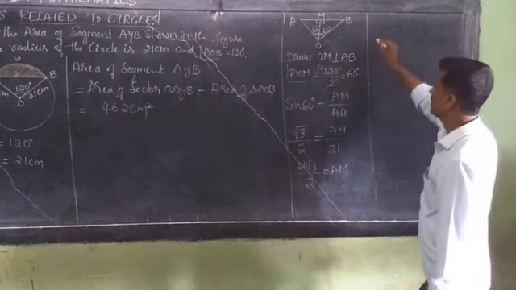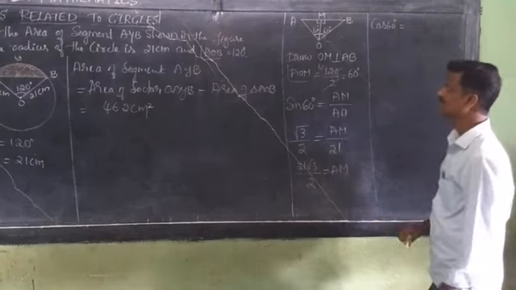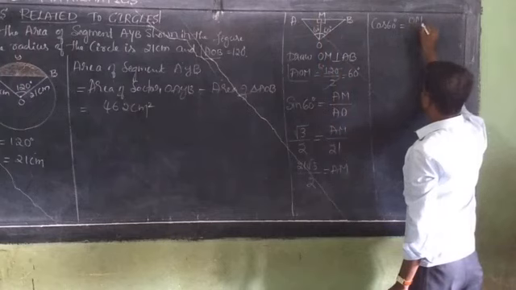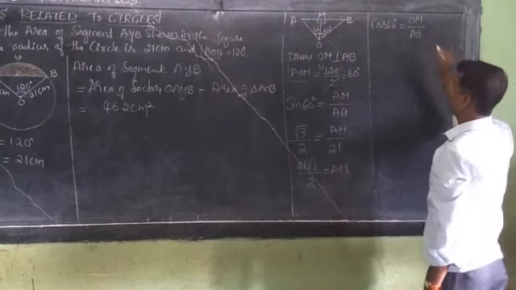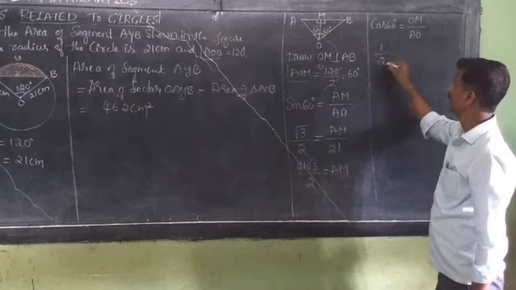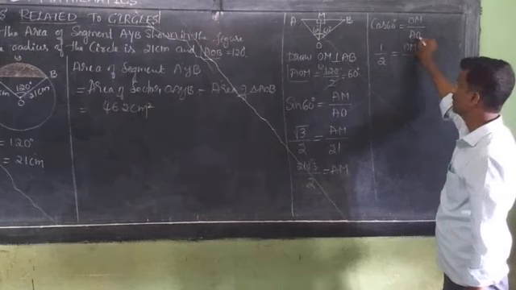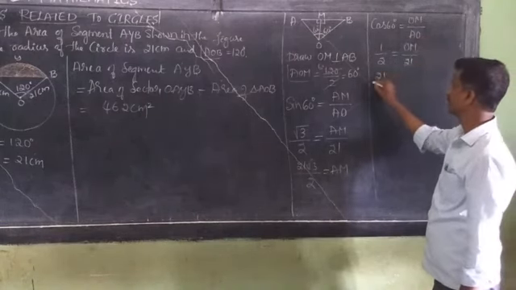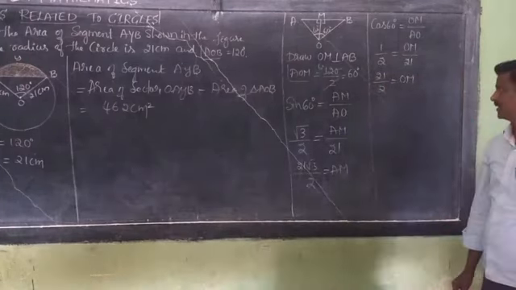And we have to take cos 60. Cos 60 is equal to adjacent side, that is OM, by hypotenuse AO. The value of cos 60 is 1 by 2. So 1 by 2 is equal to OM by AO. We don't know OM, but AO is 21. You just cross multiply this. 21 by 2 is equal to OM. OM is 21 by 2 centimeter.